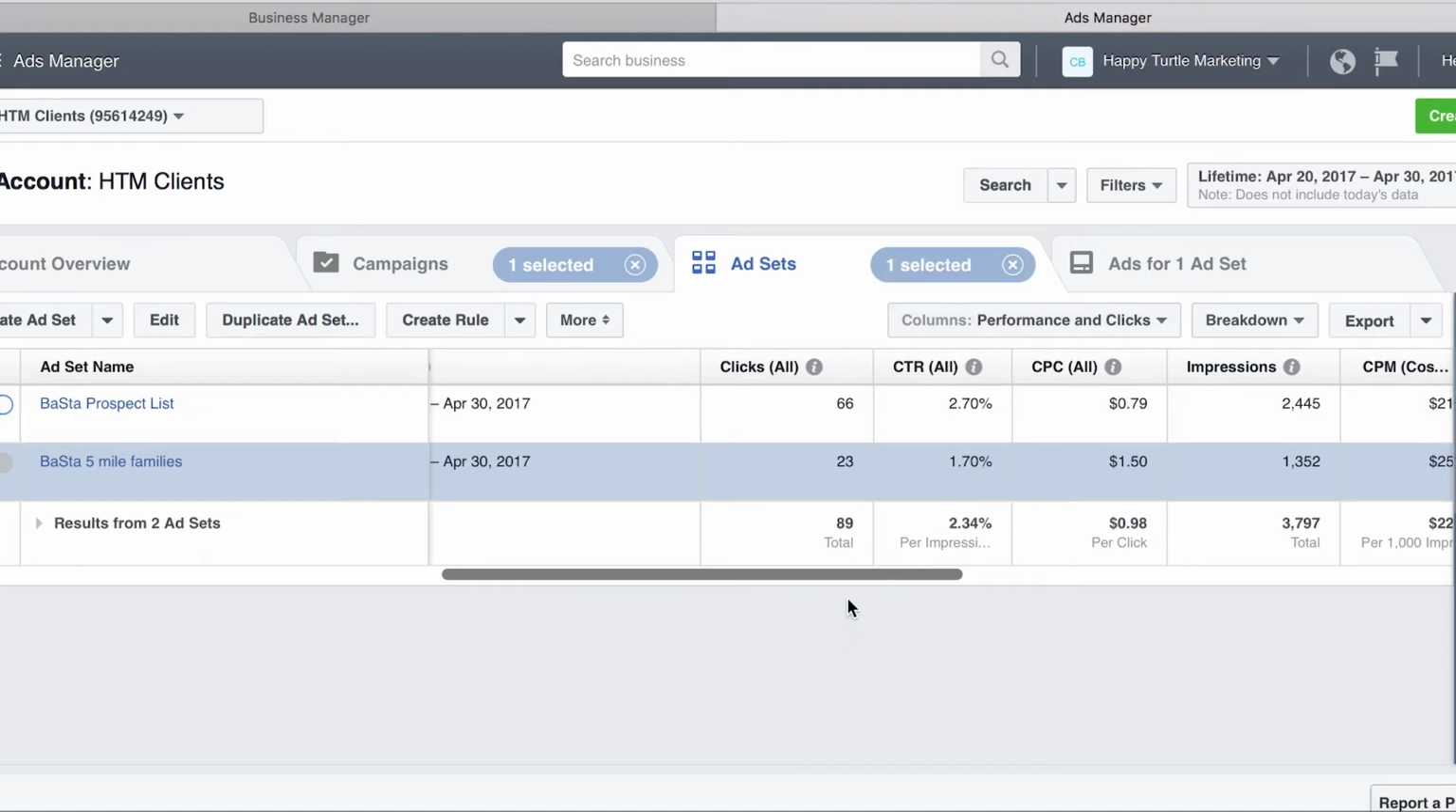The third thing I'm going to look for: Facebook is spending your money, people are clicking on it, and you're still not getting leads. The problem is probably your landing page. Maybe you're using lead ads and you should be using a squeeze page, or vice versa. Maybe the copy on your landing page is not compelling enough to get people to fill out the form.